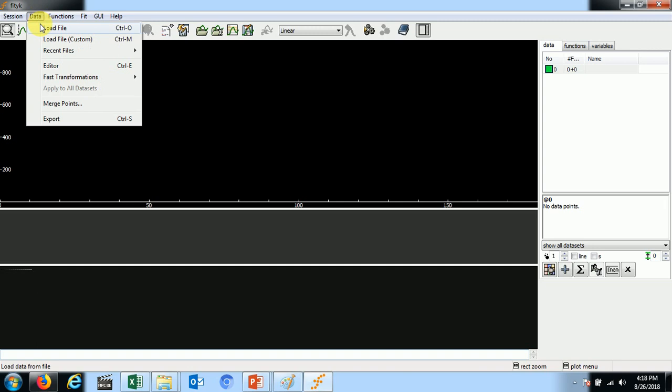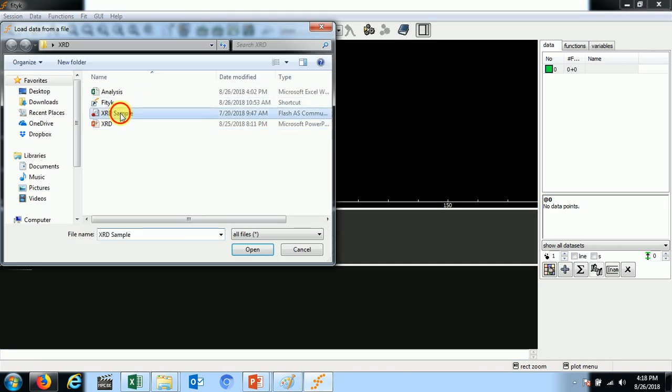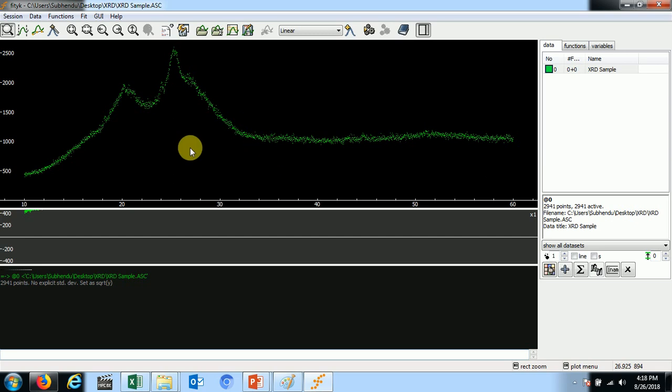Let me load the data file. I have saved the data file in .csv format. This is the data file. Initially, the result will be opened without any baseline correction, which is shown in green color.